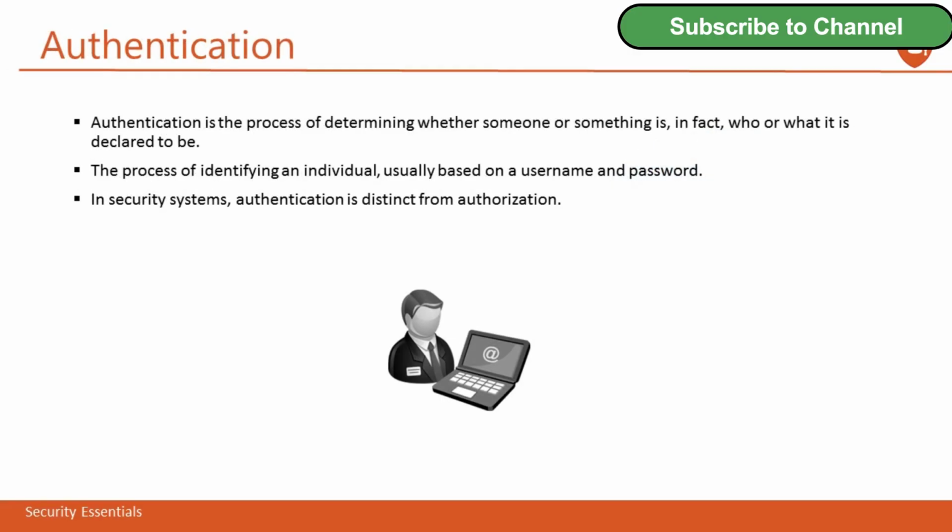So next is authentication. Authentication is the process of determining whether someone or something is in fact who or what they declare to be. It's the process of identifying an individual, usually based on a username and password. In your system, this is the authentication method. So authentication is just a method to get identification. So any authorized or unauthorized person can be authentic. It's a very important distinction, and I'll get to that in a moment. But in security systems, authentication is different from authorization. So any authentic person can be authorized.